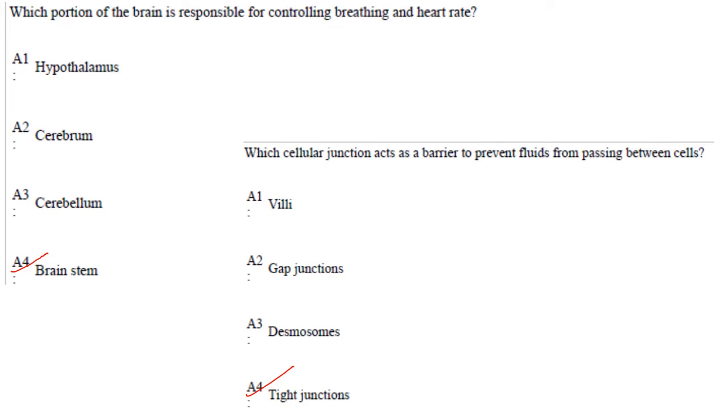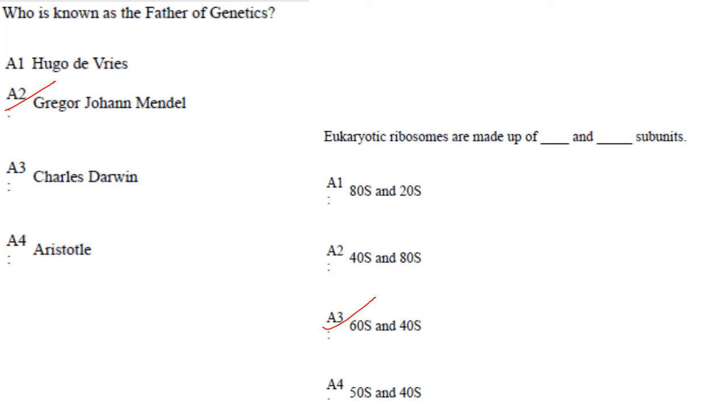Then next one, which cellular junction acts as a barrier to prevent fluids from passing between cells? So between cells, the barrier is tight junctions. They don't allow fluids to pass between cells. Answer is 4. Then who is known as father of genetics? It is Gregor Johann Mendel. Answer is A2. Then eukaryotic ribosomes are made up of dash and dash subunits. So they are made of 60S and 40S subunits. The 60S is the larger subunit and 40S is the smaller subunit.